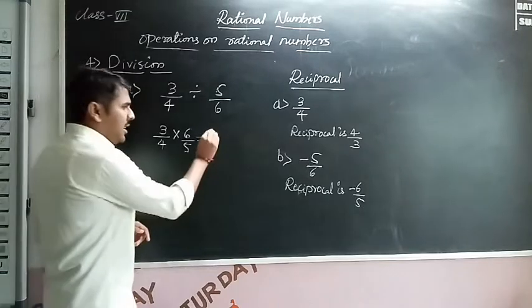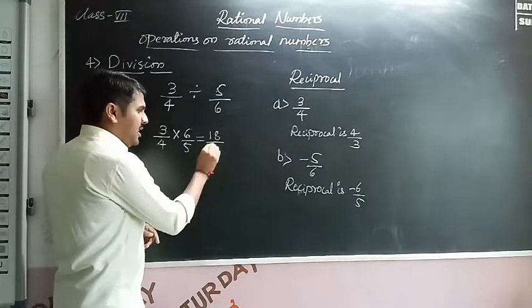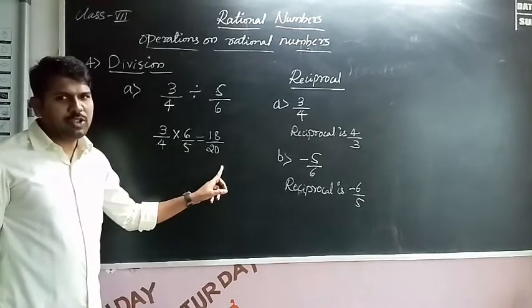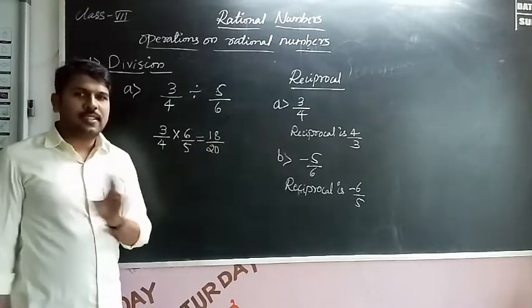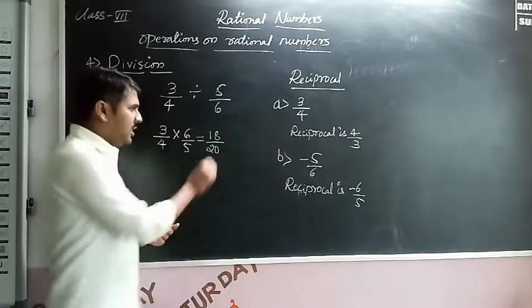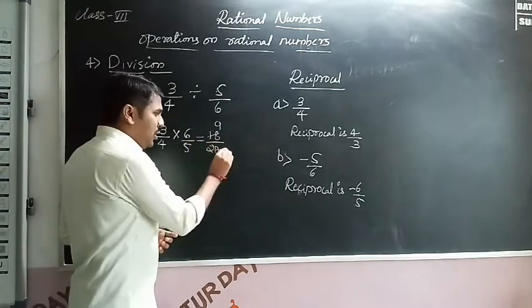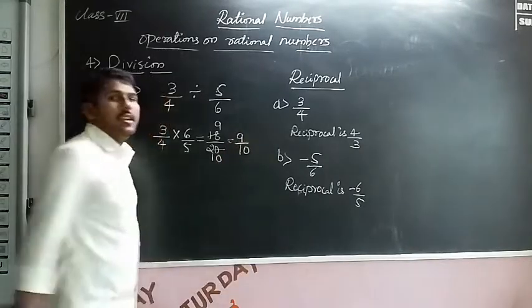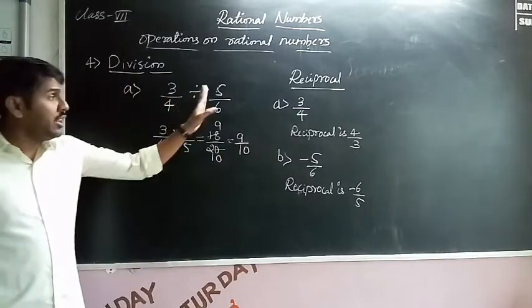6 3s are 18, 4 5s are 20. So for even numbers division is possible, otherwise keep it as it is. This is the final answer. If you want to cancel it again, 2 9s are 18, 2 10s are 20. So what will be the answer? 9 by 10.